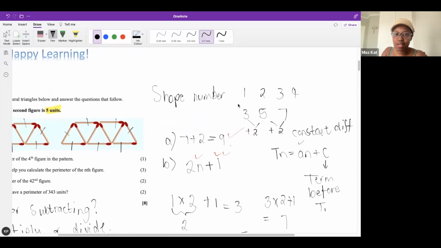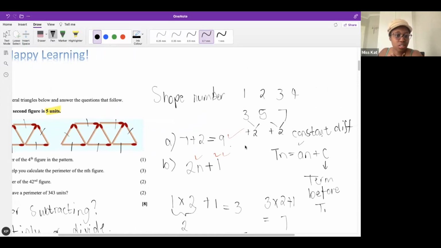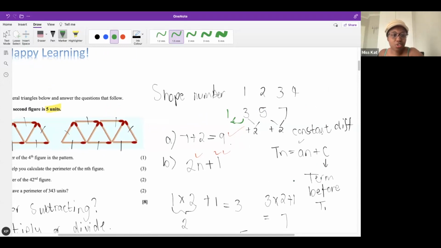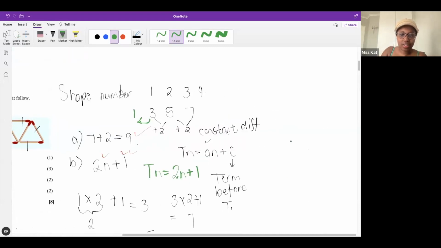Look at the shape numbers. Shape number 1, how much is it? It's 3. So if there was a term before this, remember we're adding 2, right? So if you go backwards, if there was a term before this, what would it be? If we're adding 2 going that way, then it would be 1. Do you see what I mean? Isn't that the same formula that we just found now? Because then it would say Tn equals constant difference 2 times n plus the term that would be before this, which is plus 1. Do you see, guys?